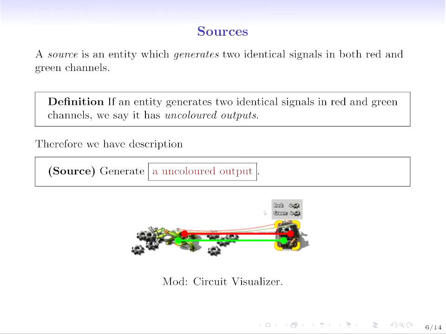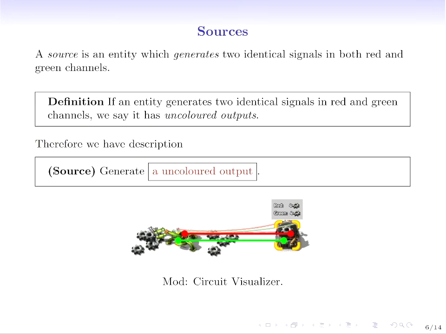Now let's go into more details about these entities. A source is an entity that generates 2 identical signals inside both its red and green channels. We say that an entity which generates 2 identical signals has uncolored outputs because the output has no specific color.